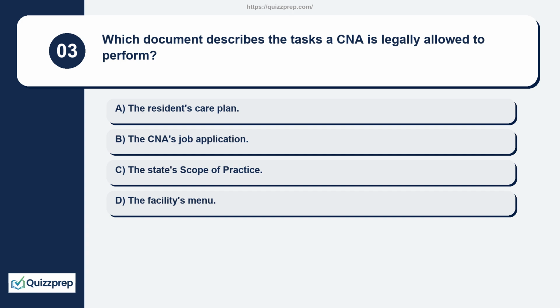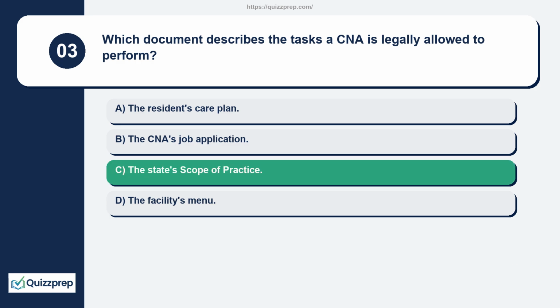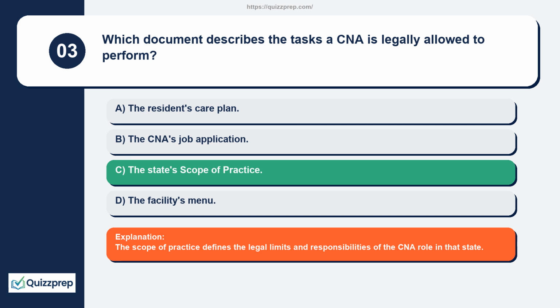Question 3. Which document describes the tasks a CNA is legally allowed to perform? The resident's care plan, the CNA's job application, the state's scope of practice, the facility's menu. The scope of practice defines the legal limits and responsibilities of the CNA role in that state.